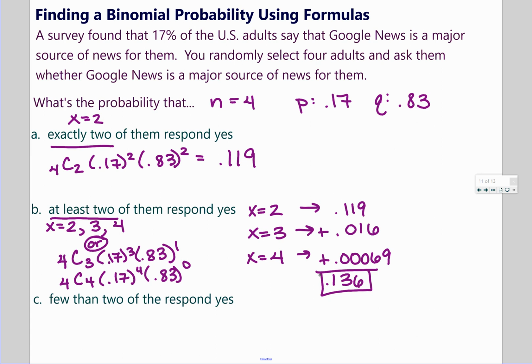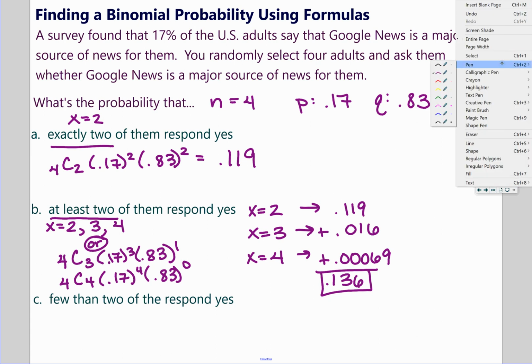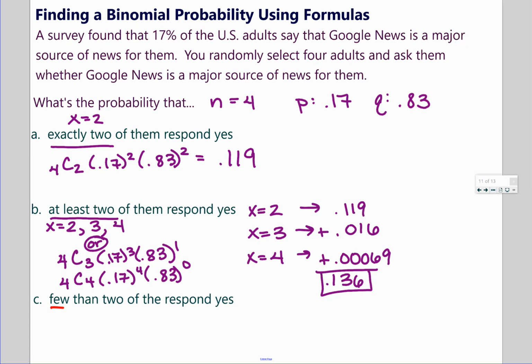Okay. Last part says we want to find the probability of fewer than 2. So fewer than 2 is what values of x? 1 or 0. We always want to make sure we include 0. Okay, now here's a shortcut. So you can find the probability for 1, find the probability of 0, add them together. Perfectly fine. Or what I'm finding now is the complement of what?